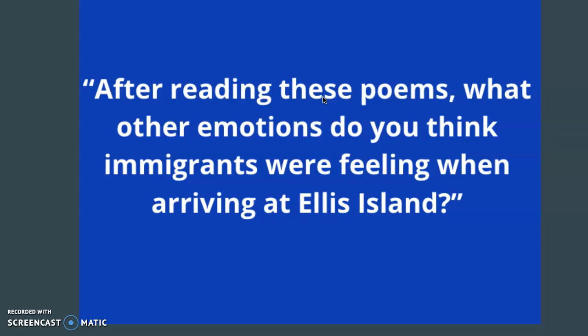And if there was time, this was extra, but kind of going on the beyond reading questions that we talked about in class. This is a question I came up with, and after reading these poems, and of course creating their own poems, what other emotions do you think immigrants were feeling when arriving on Ellis Island? Just to kind of get them to think beyond what we just learned, like thinking in the historical context of the times and everything like that.